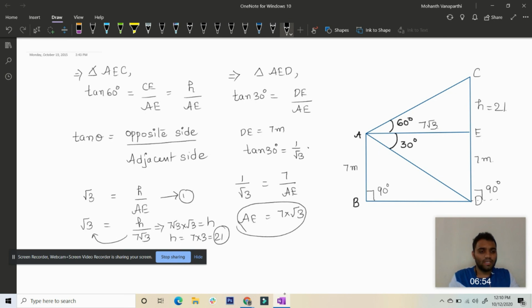But in the question they ask for the height of the tower. The height of the tower is represented as CD, but we split it as CE and ED. Now CE plus ED: the length of CE is h, which we got as 21, and ED is 7. So finally the length of the tower is 28 meters.